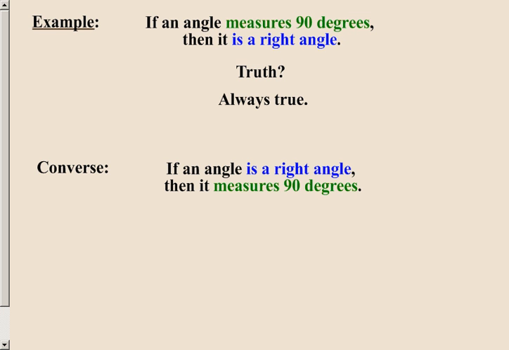Okay, so let's look at this one now. If an angle is a right angle, then it measures 90 degrees. Is this a truthful statement? Absolutely. Right angle and 90 degrees are basically synonyms. They carry the same meaning, so it really didn't matter that the hypothesis and the conclusion were switched. So we're looking at a converse this time that is always true.